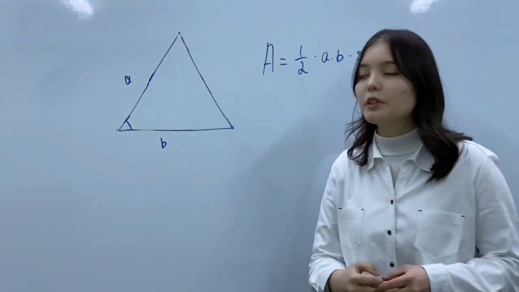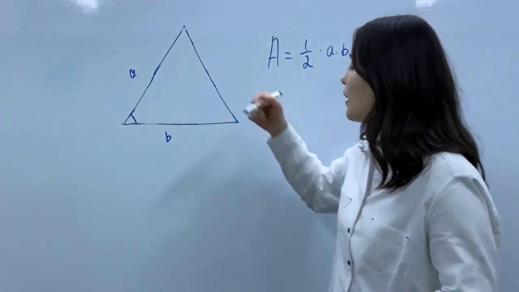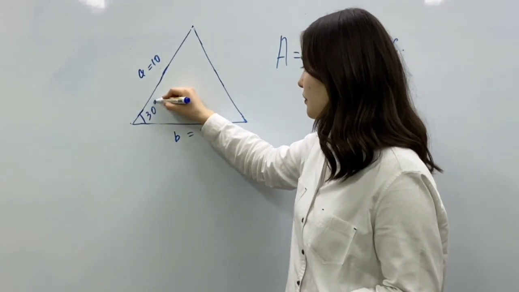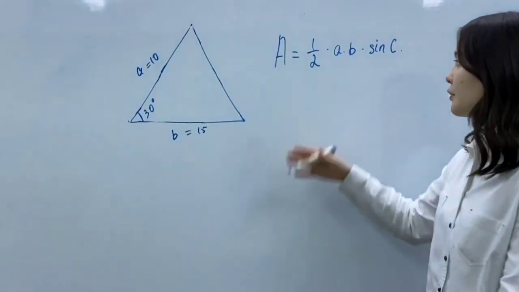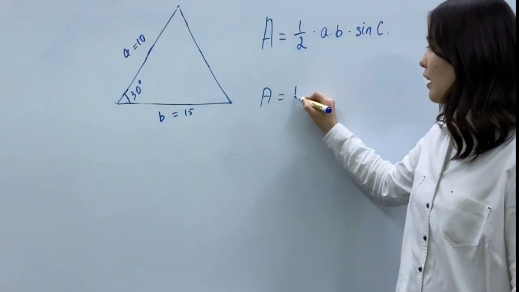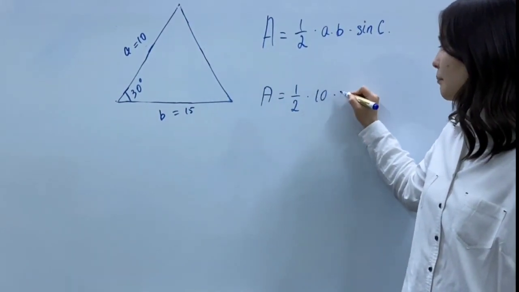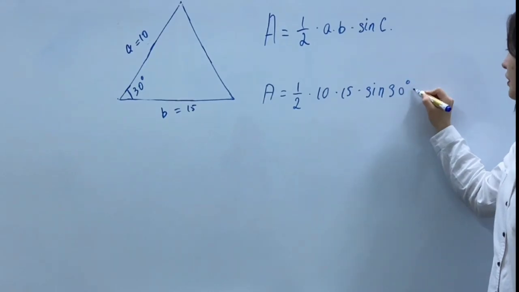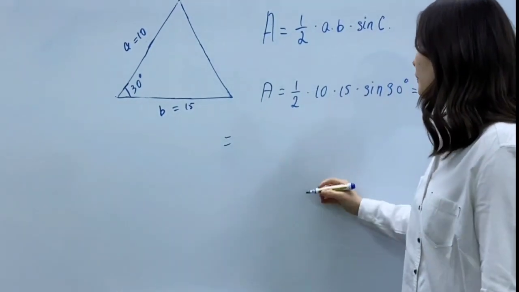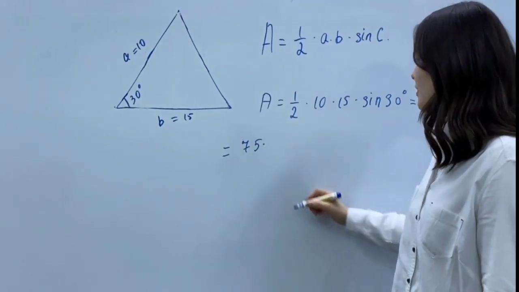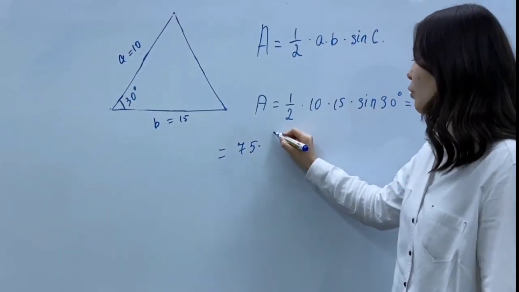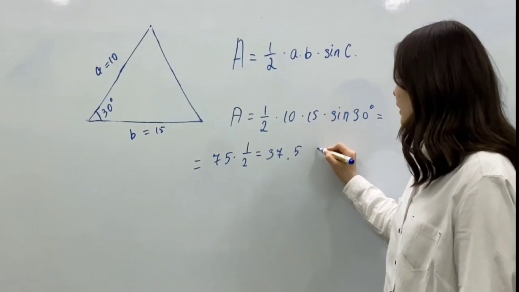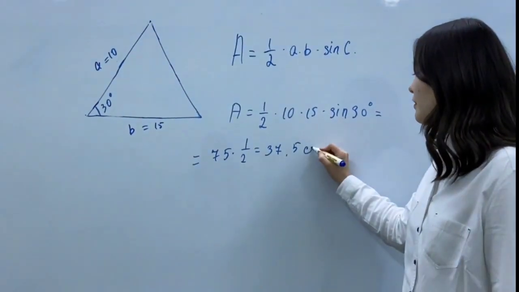And let's say that we have a scalene triangle where one side is 10, the second is 15, and the angle between them is 30 degrees. How can we find the area? Let's use this formula: 1/2 multiplied by 10, multiplied by 15, multiplied by sine of 30 degrees. It will be equal to 75 multiplied by sine of 30 degrees, which is equal to 1/2, and the answer will be 37.5. The area of this triangle is 37.5 centimeters squared.